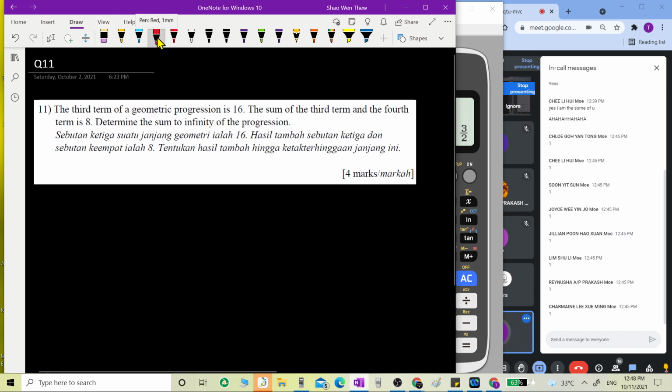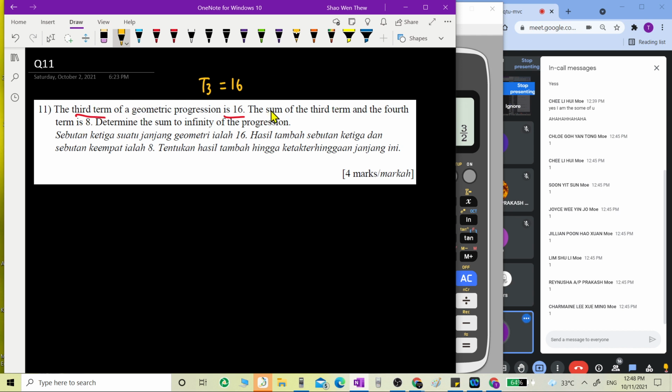First of all, after you read, translate into mathematics symbols. Very simple. The third term of GP is 16. Third term, look carefully again. I repeat again. Third term is 16. Means T3 equals 16. At least you need to know this thing. Ini pun tak tulis, macam mana nak buat? Okay. The sum of the third term and the fourth term is 8.